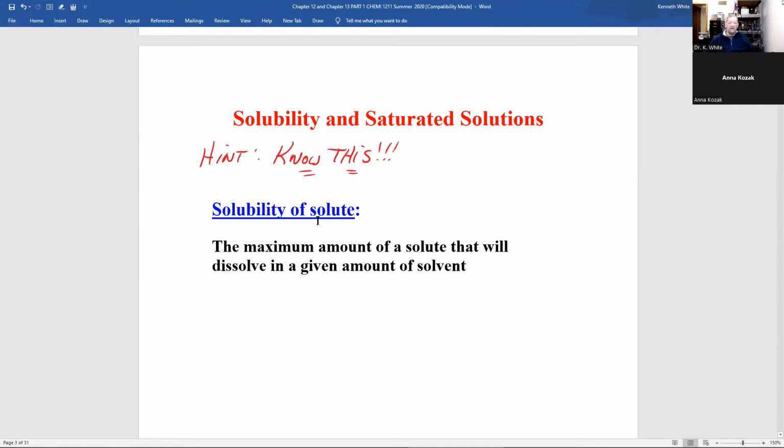So solubility of a solute, that's the maximum. You can't put one more molecule in there. Nope, nope, nope. That's the maximum. Now, let me show you something interesting on the internet.